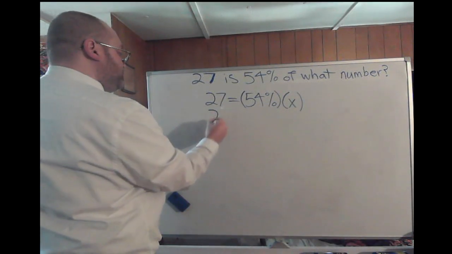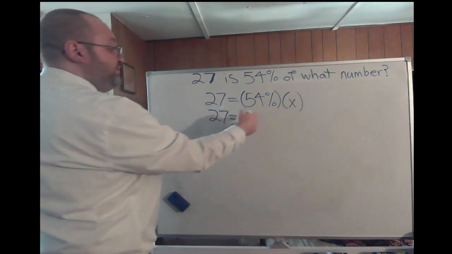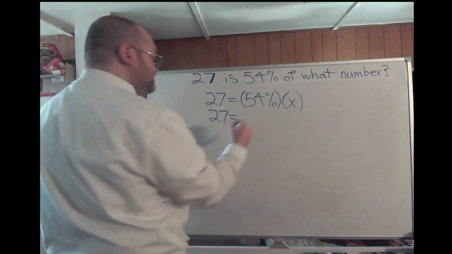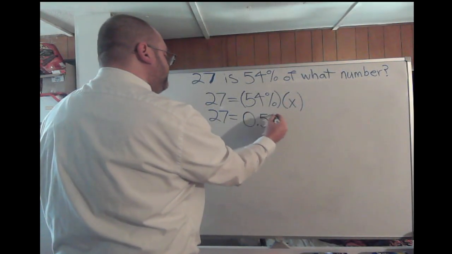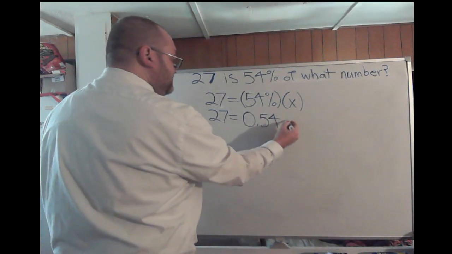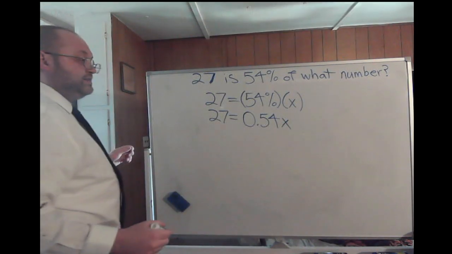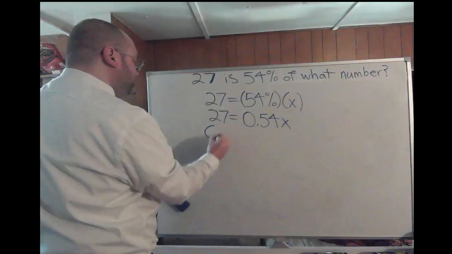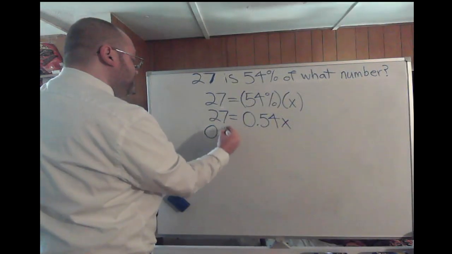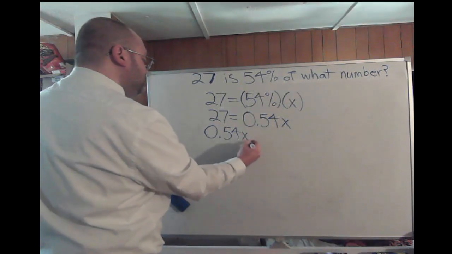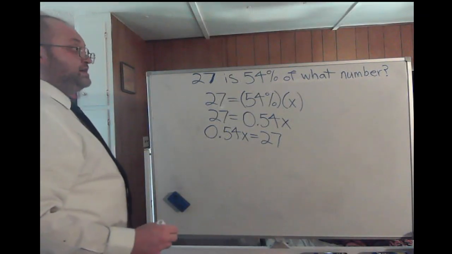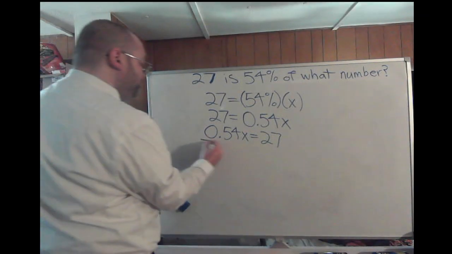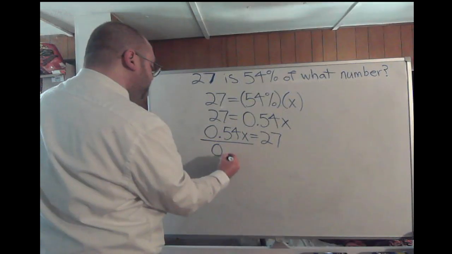So that means we have 27 is equal to 54%, we want to convert to a decimal. That'd be 0.54. Then times x, that's just 0.54x. I'm going to switch these around for simplicity's sake. You have 0.54x is equal to 27. Well, we want to solve for x, whatever that number is. We got to divide both sides by 0.54.